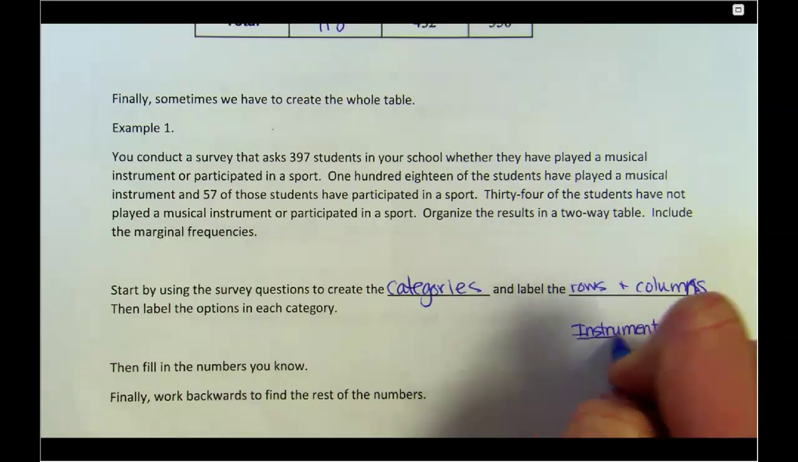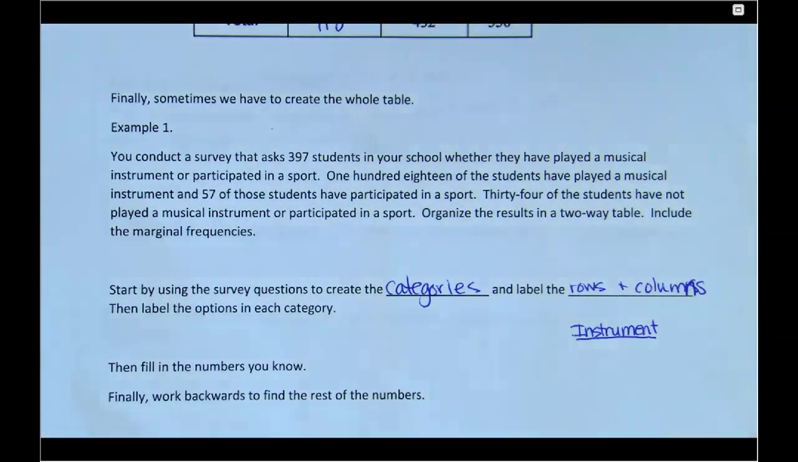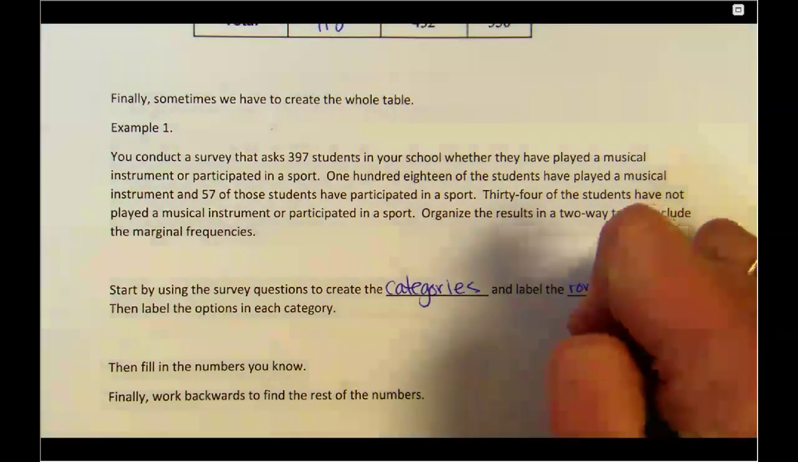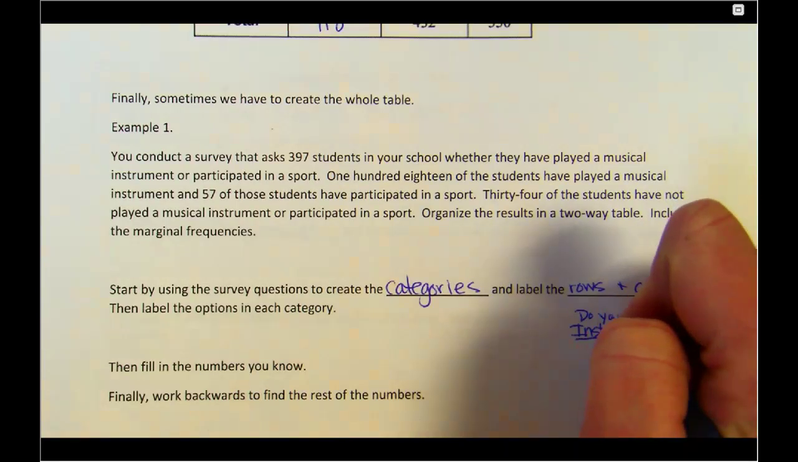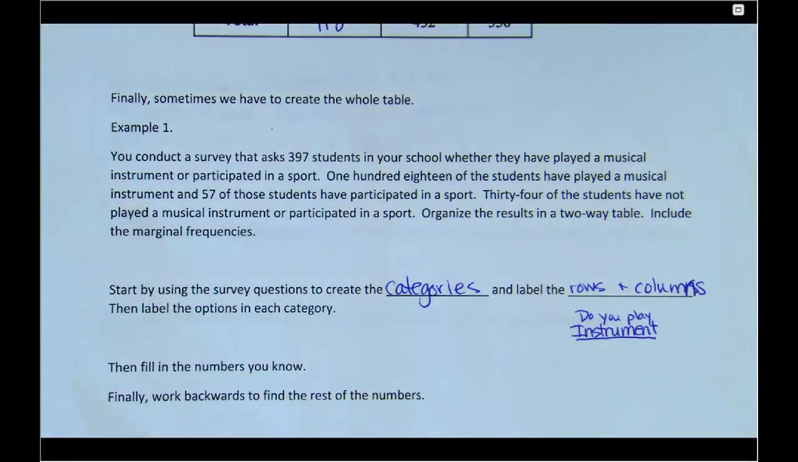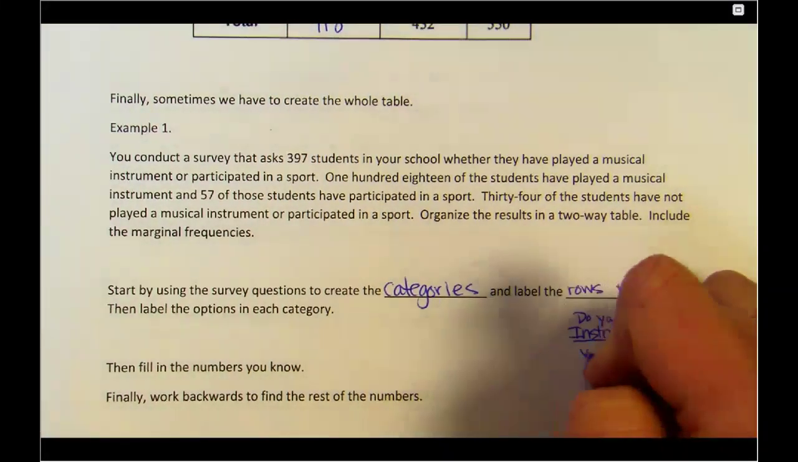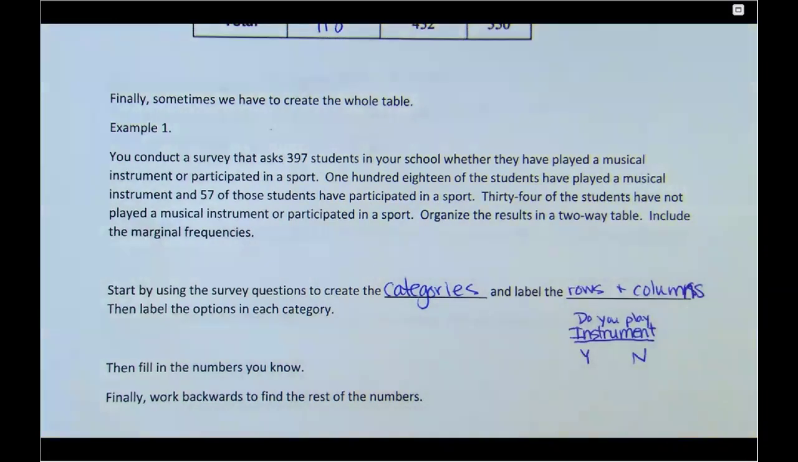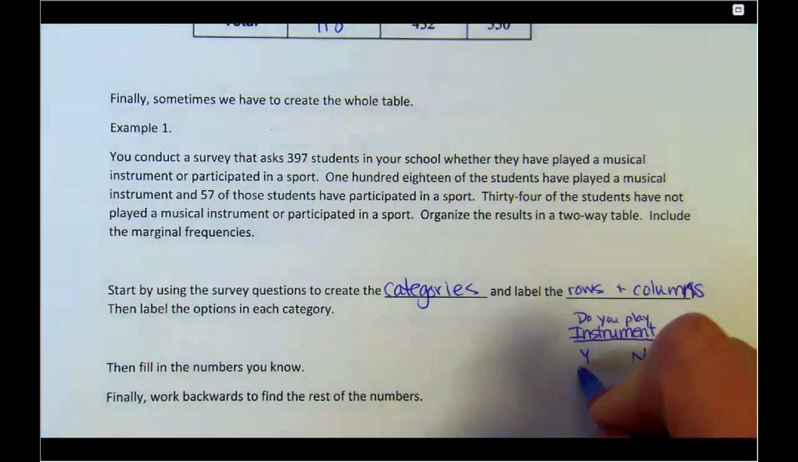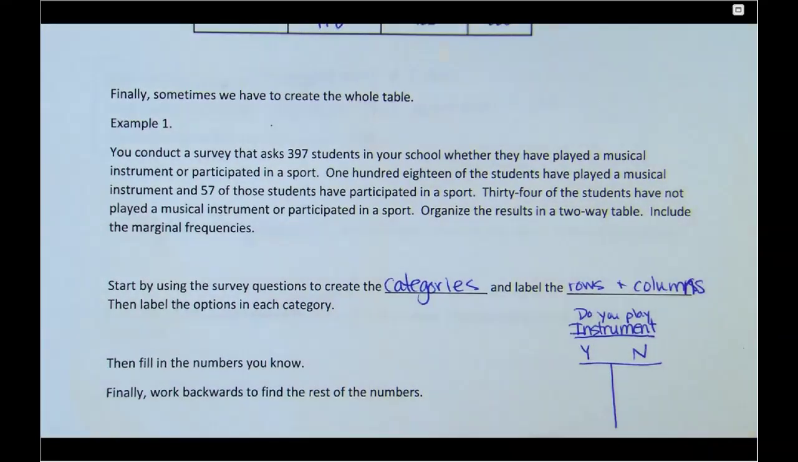Okay. Now, we're going to do both of these at the same time. This was "do you," right? I'm just going to put "do you play." What would be your possible answers? Yes or no. It's not asking you what instrument you play, right? Which would be a very large table. So you need a yes and a no. Okay, so then your table's going to be down here, right?